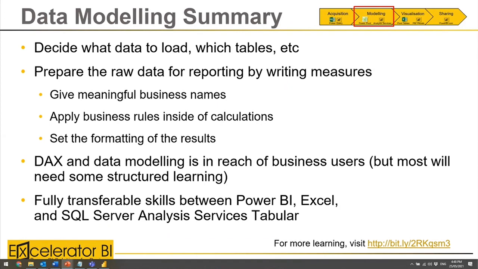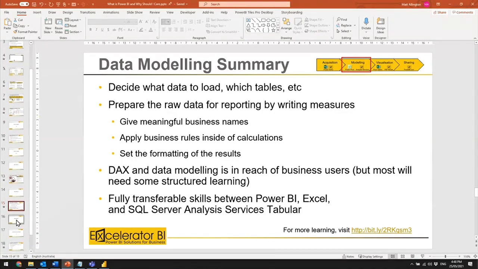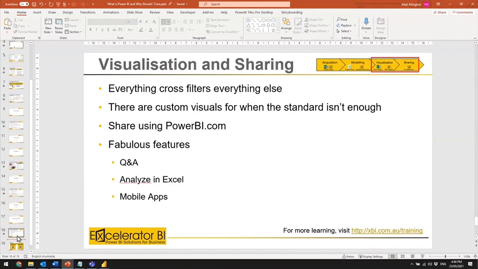So the summary of data modeling: you should decide what you need in advance. Don't just load what's in your source, make sure you have a clear understanding of what you need. You need to prepare the raw data, so write the measures to give you these new concepts that you don't otherwise have, and then they're a completely repeatable process. Every time you use them after that, you get to use the same formula over and over again. You can certainly learn this language yourself, but it will take a little bit of investment in your time. All right, so let's move over to visualization.